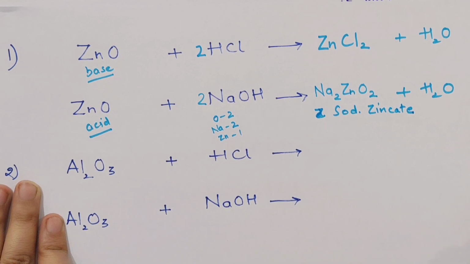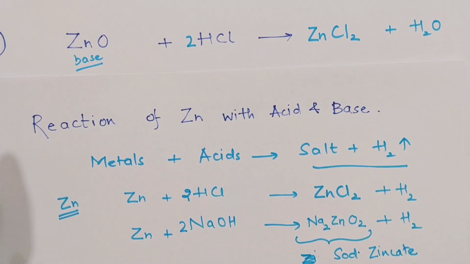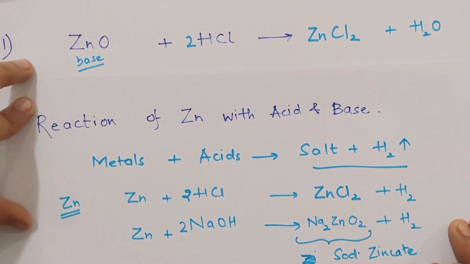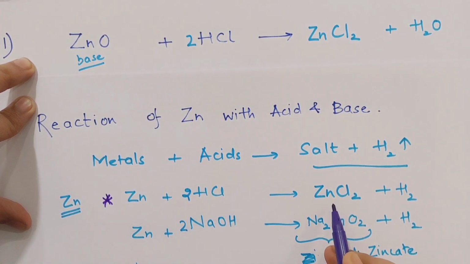Now, let us compare this with what we have done already. Let us compare the reactions of zinc with acid and zinc oxide with acid. The thing is, they are very, very similar. This was the reaction of zinc with acid: zinc plus 2HCl gives you ZnCl2 plus hydrogen gas.